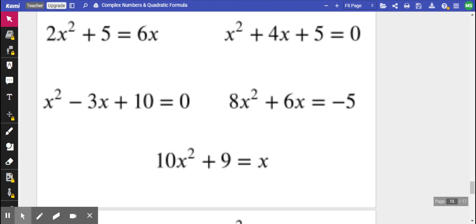In the next part of this video, we will be looking at solving these 5 problems as practice for the quadratic formula and getting complex answers as a result of them.